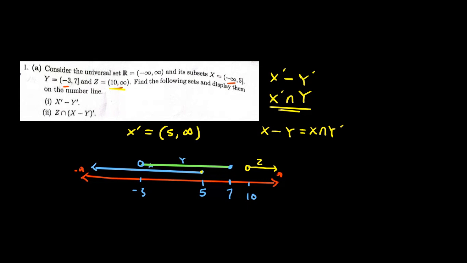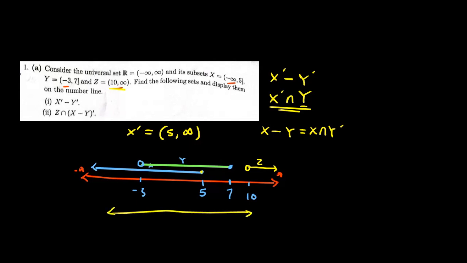Then I already have my Y from what I've drawn here. So I write both of them. Let me just write it down here. So I have this, then it's going from negative infinity to positive infinity like that.